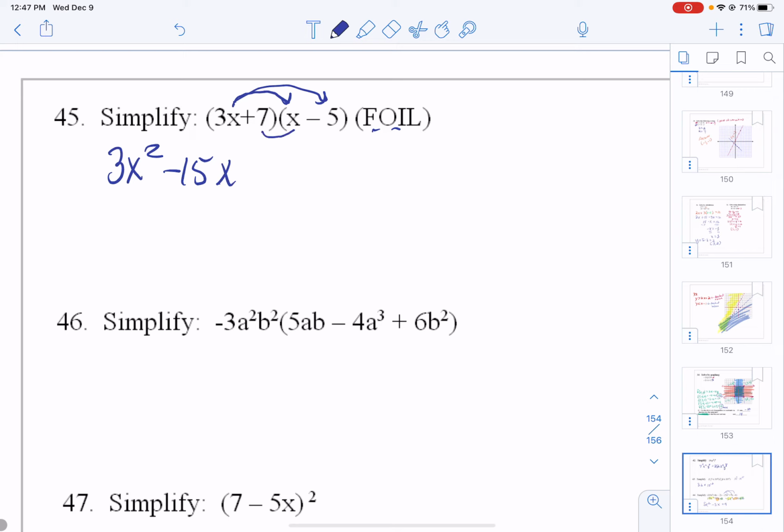Now let's distribute the 7 to the x and the negative 5. That's the I and the L, the inner and the last. So that's 7x minus 35. At this point, check for any like terms. Those two are like terms. Negative 15 plus 7 is negative 8. So we have negative 8x.